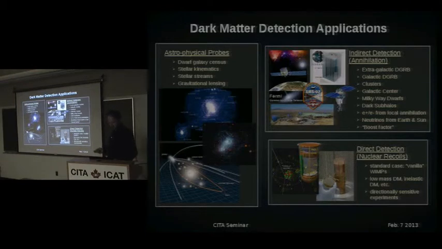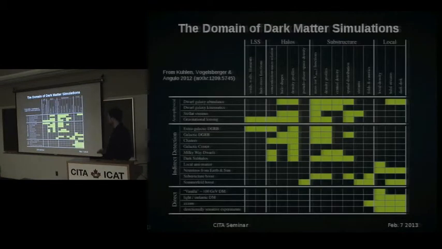But all of these, I think, depend on the predictions from numerical simulations in one way or another, and that's highlighted here in this matrix. On the horizontal direction I'm giving the different scales at which numerical simulations are making predictions for the distributions of dark matter: large-scale structure, properties of individual halos, the abundance of substructure within them, and also their properties, and even the local density distribution. And on the vertical axis are the different observational probes from astronomical and also particle physics experiments. And all of them have, in some way, a connection, and depend on the predictions of numerical simulations.